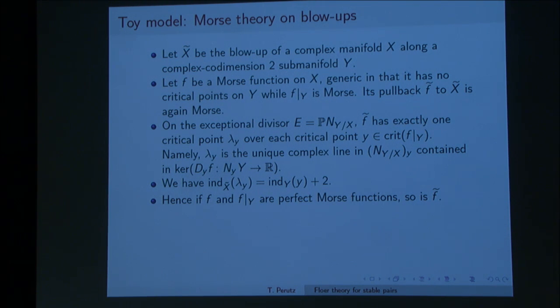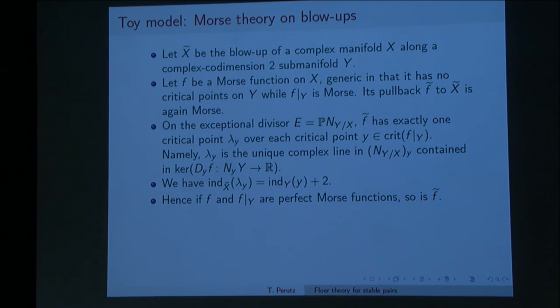How to get Morse functions? You can start with a Morse function on the base X, and I want to make it generic in the following sense. I want to assume that it doesn't have any critical points on Y, and furthermore, its restriction to Y is Morse. Okay. And now the thing that is a little counterintuitive is that its pullback f tilde to the blow-up is actually then not merely a Morse-Bott function, it's actually a Morse function.